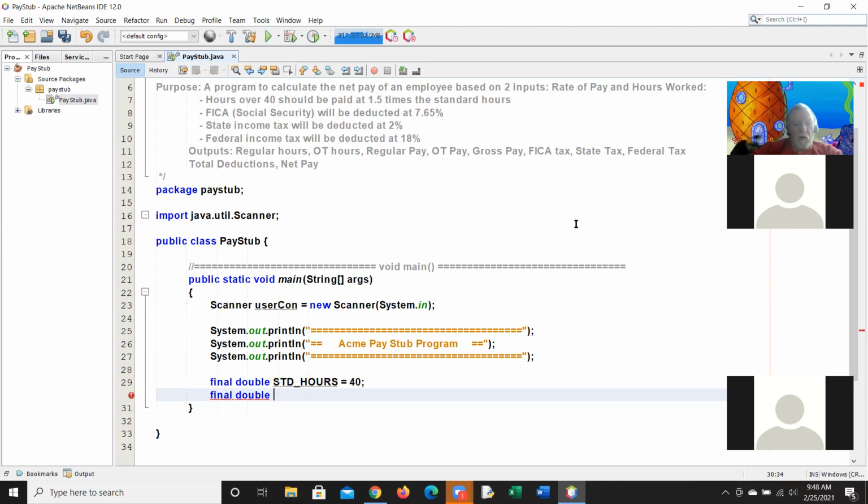So double. Oh, you know what? That's wrong. That should be an int because it is just 40. And then we've got a final double here, and it's going to be called OT factor.